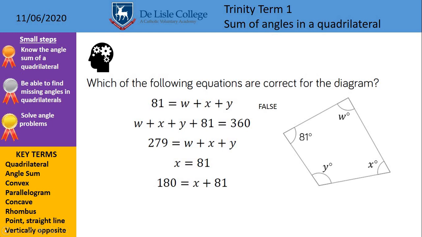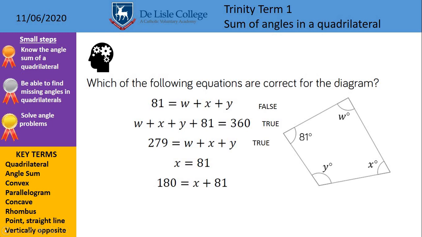The one below, though, adding all 4 interior angles, W, X, Y, and 81, must make 360. 279 is W plus X plus Y. That is correct. If you do 360 minus the 81, the one that we do know, you're left with 279. That must be what W, X, and Y add up to be together, so that is true.